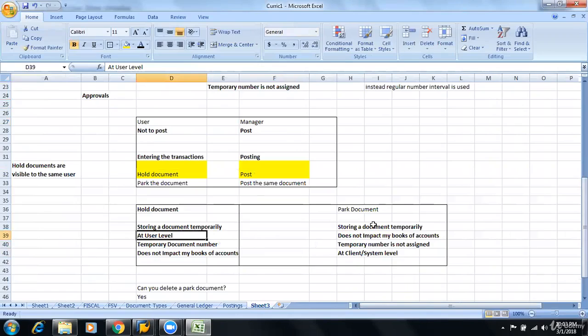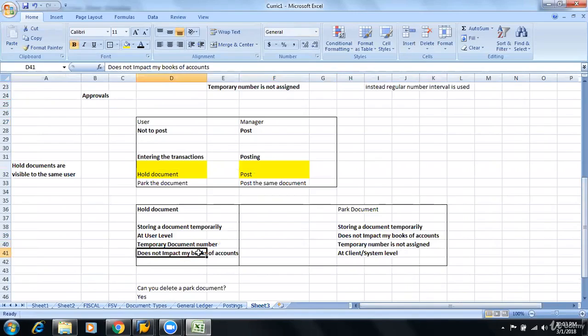I hope you got the differences between hold and park documents. Let me summarize them. Hold document is for storing purposes only, temporarily storing. Same with park document. Hold documents are at user level, which cannot be posted or seen by other users. But park document is at client level. In hold document, the temporary document number is manually assigned by the user, but in park document, the temporary number is not assigned. It is taken from the number series of the number range assigned in the document type.